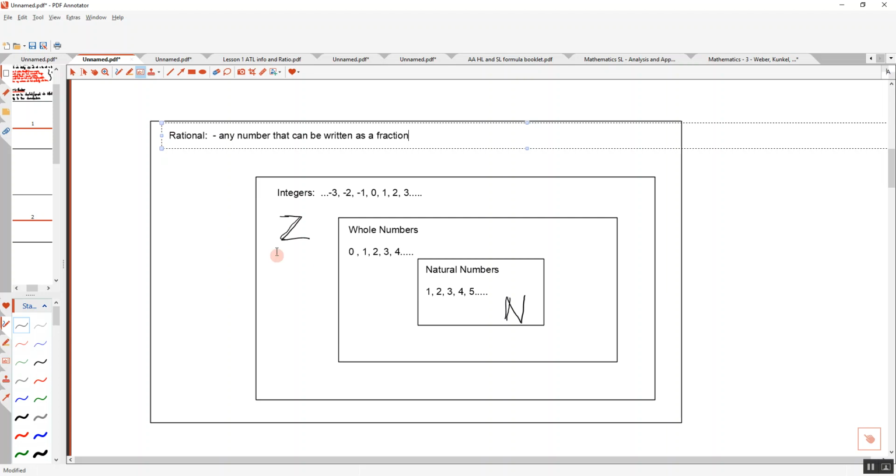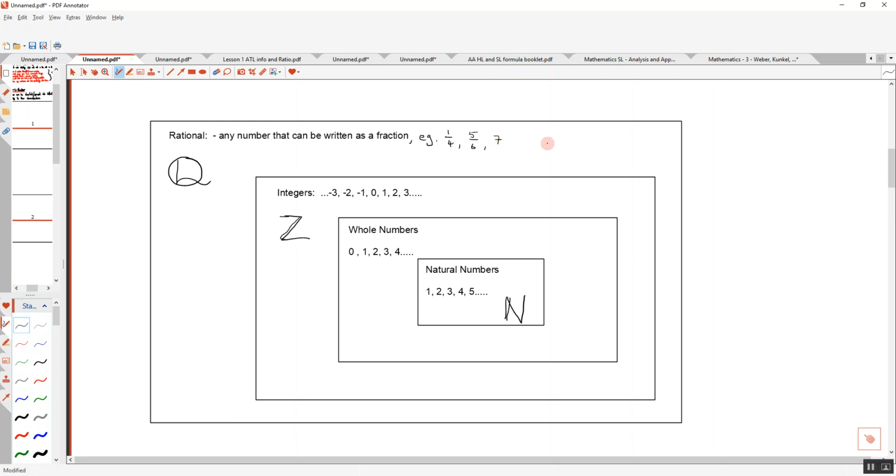And they get a special symbol. Their special symbol is like a fancy Q. Okay? So a fancy Q like that means it has to be a rational number. So we'll put down some examples. Give me an example of a rational number then. Yep, 1 over 4. Give me another one. 5 over 6.